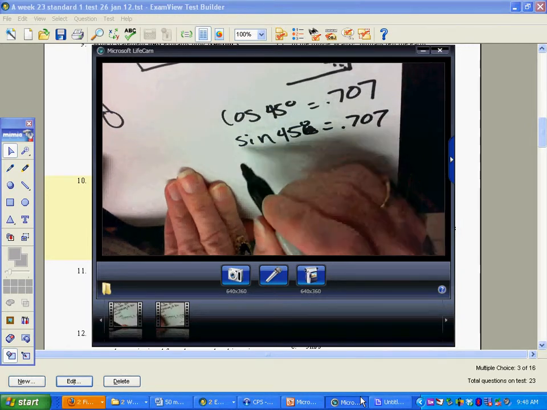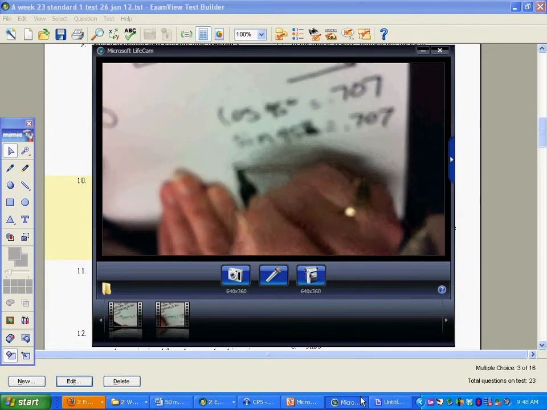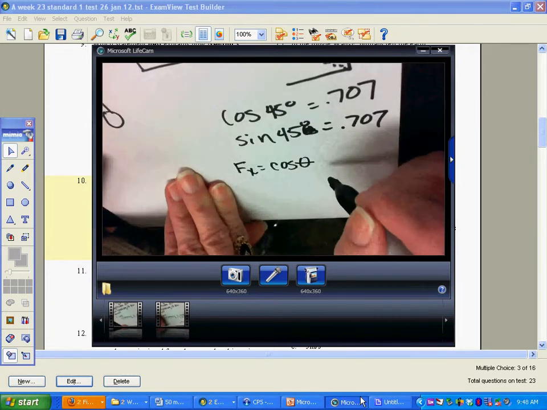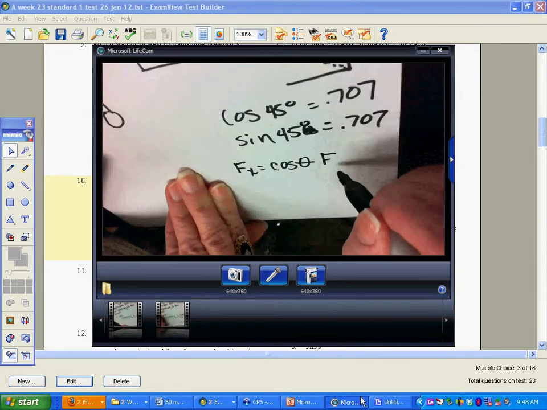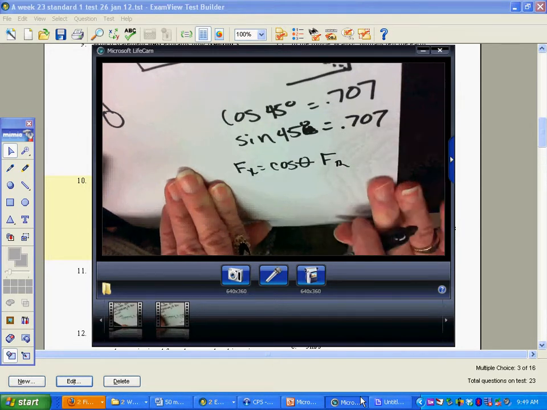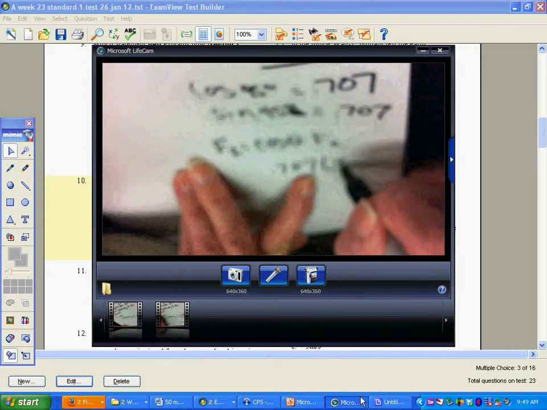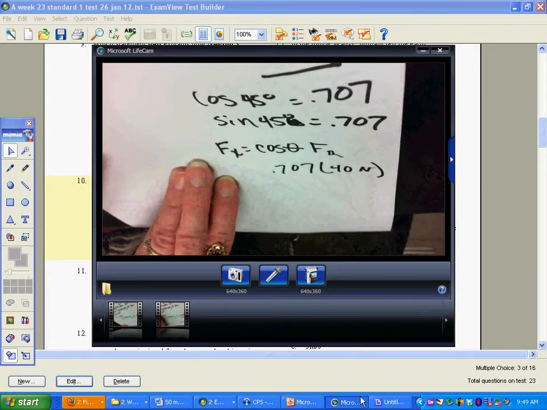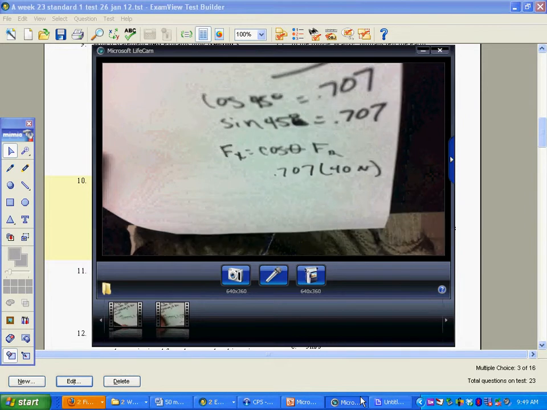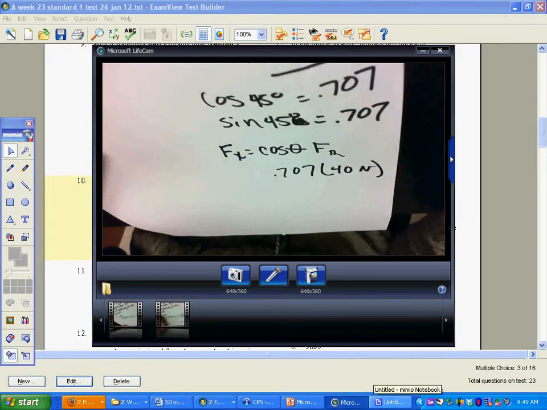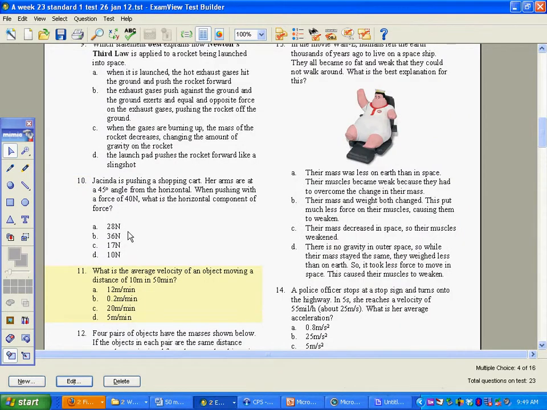Okay, so we're going to take the force along the x-axis is going to be the cos of theta times our resultant force, right? I'm just going to put R there for our resultant force. So it's going to be 0.707 times 40 newtons. What's 7 times 4? Okay, so let's go back to our answer choices here. Number 10, what's the correct answer?